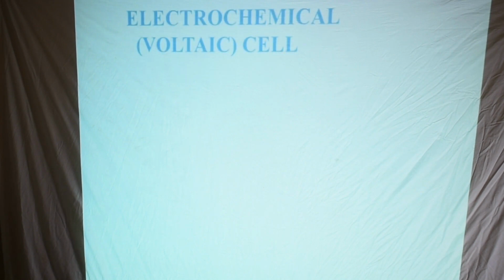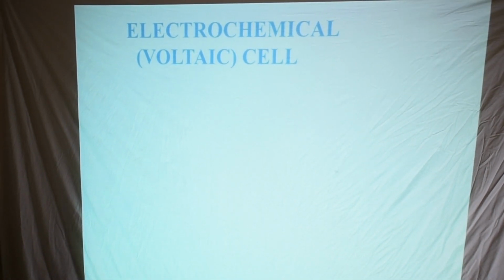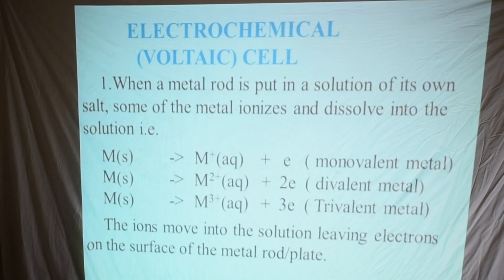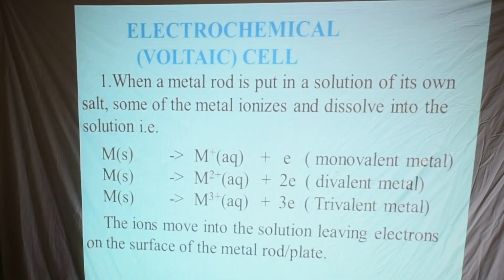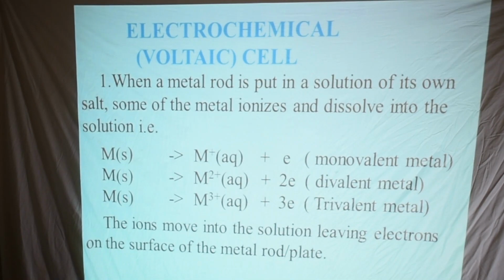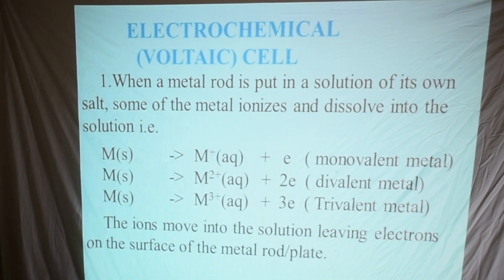We are going to look at this topic called the electrochemical cell. The electrochemical cell will lead us to the formation of a half cell. Now, if we have a metal and a solution of that metal, for example, zinc, and you have a solution of that zinc, let's say zinc sulfate.